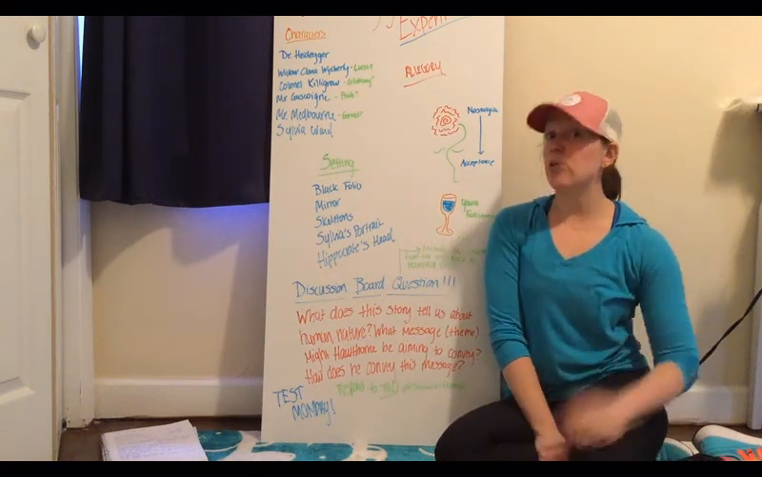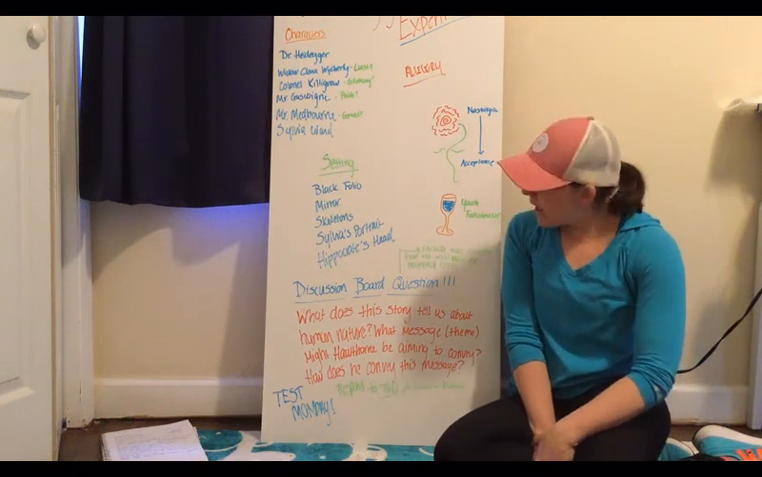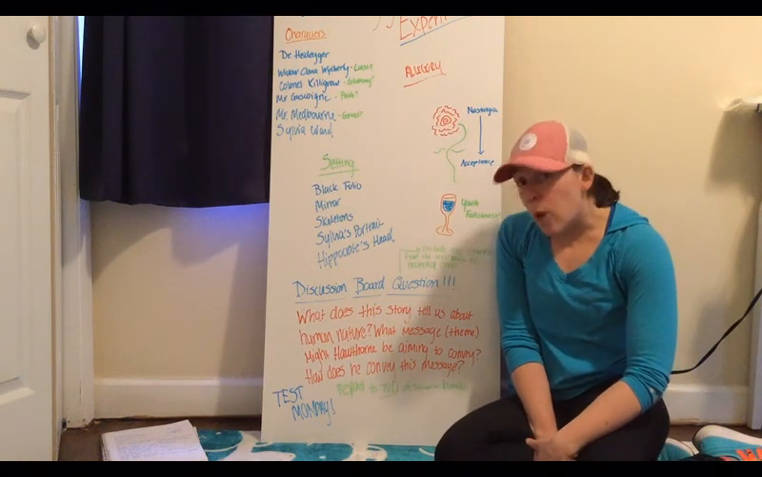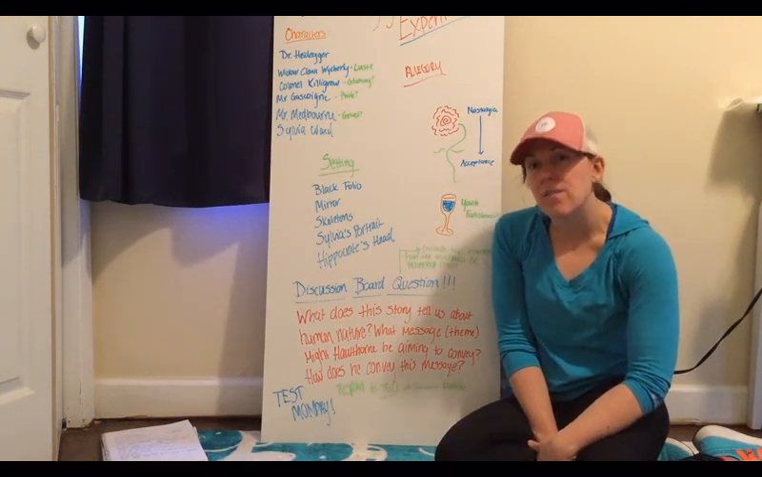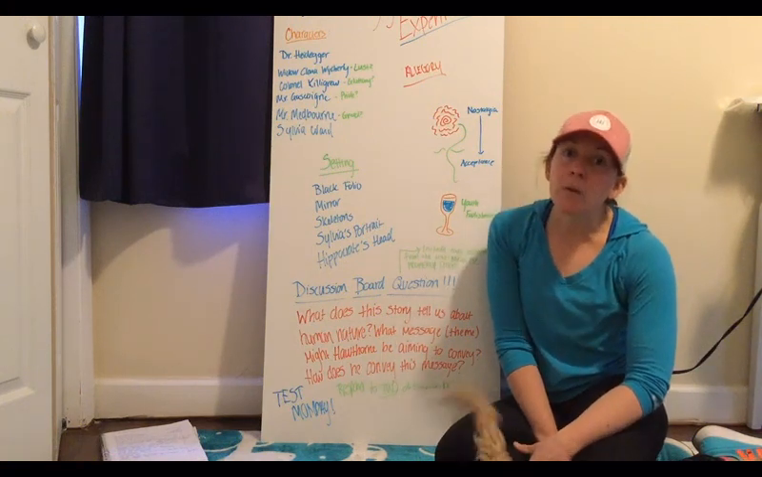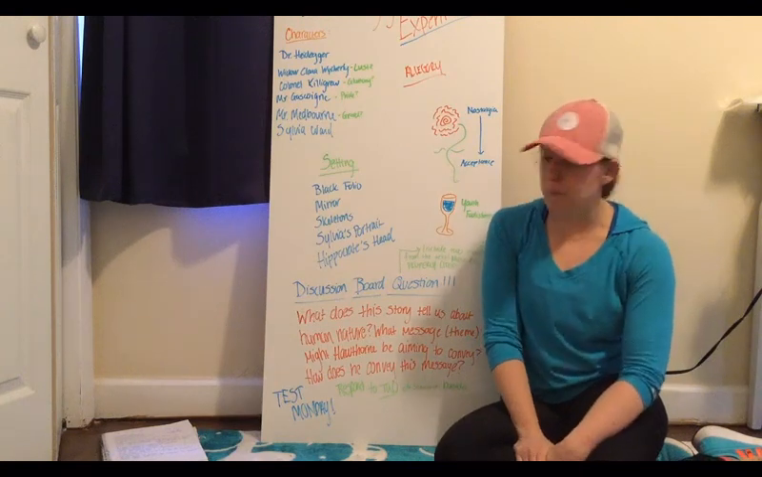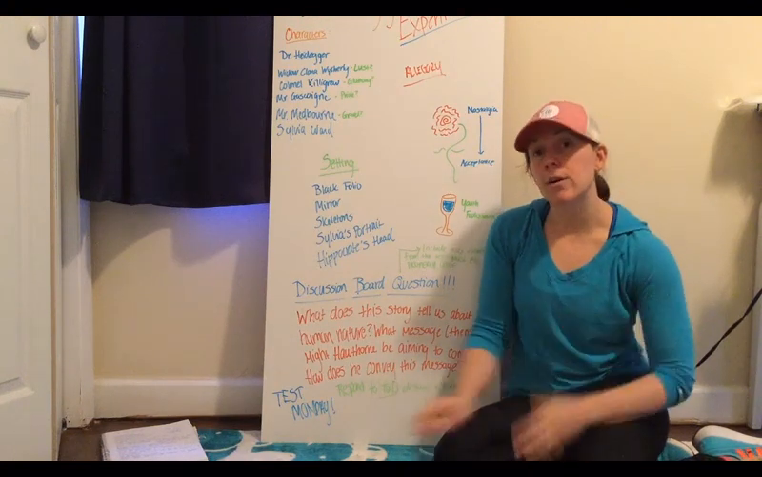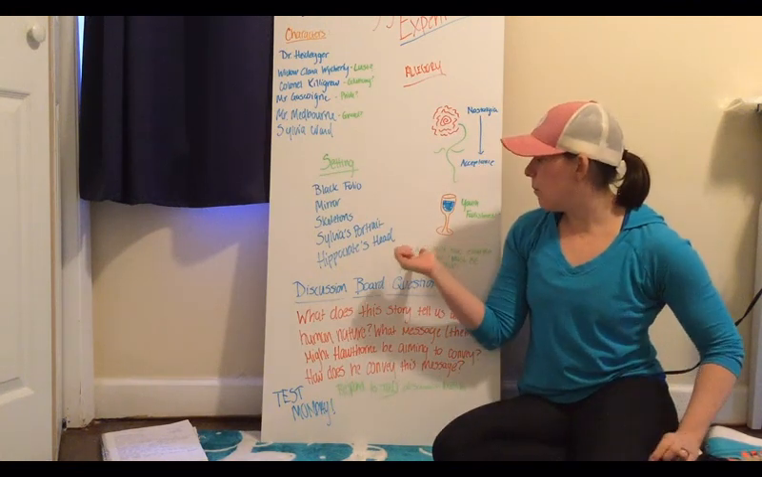So your discussion board question that you're going to answer is, what does this story tell us about human nature? What message or theme is Hawthorne aiming to convey? How does he convey this message? So again, think symbols, think the allegory, things like that. Maybe you use setting, really whatever you feel is the right way to do that.